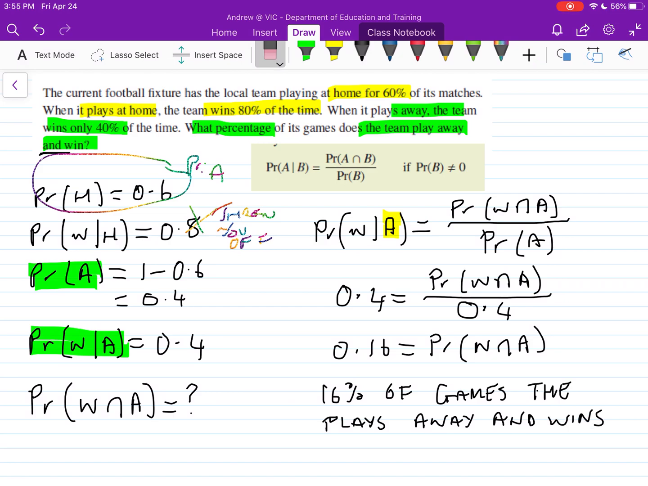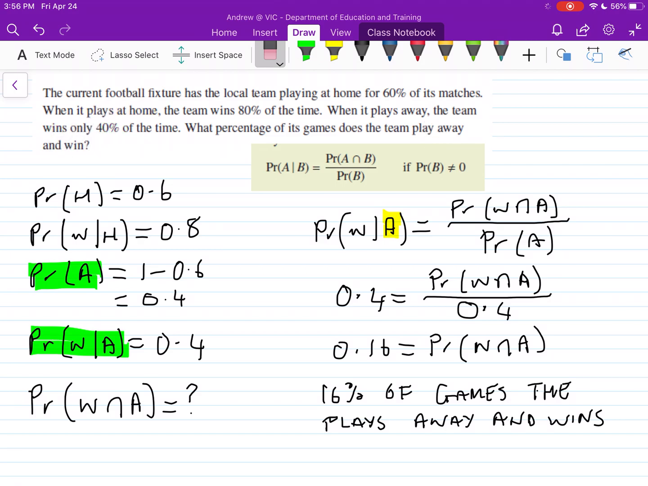So I'll just go over again some key points of this. Just remember, write out all the information that it gives you, and then try to figure out what it's actually asking you to answer. So this here is the key part. What percentage of the games does the team play away and win? This and word tells us that it's going to be the intersection.